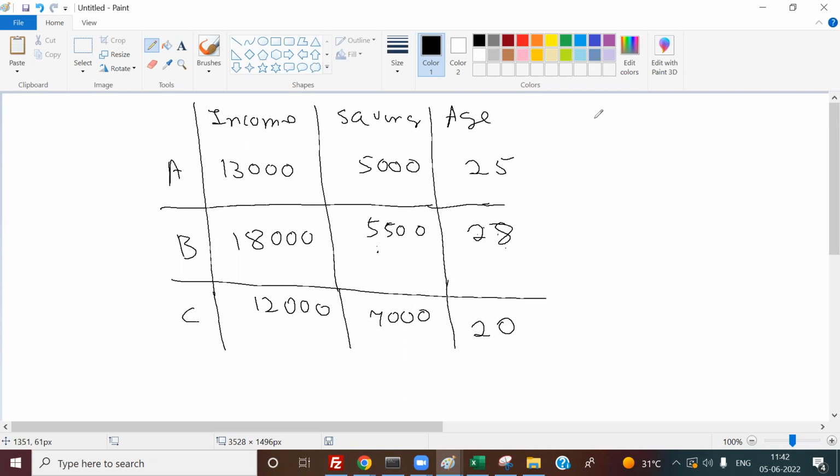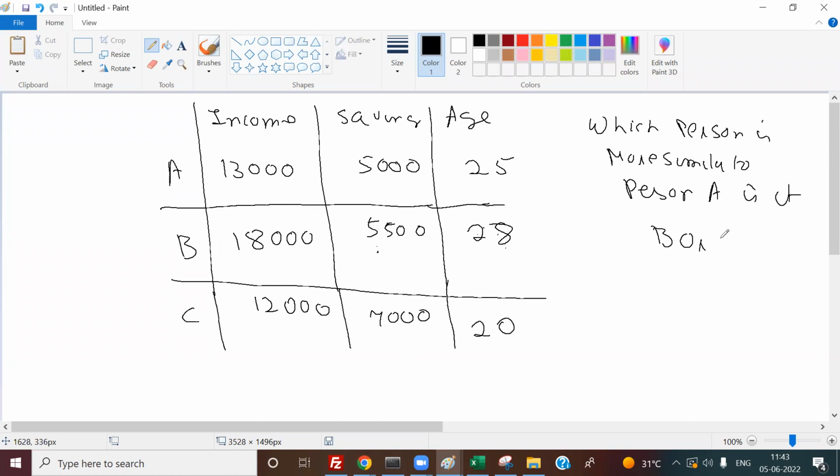Okay, let me ask the same question. Which person is more similar to person A? Is it B or C? बताओ.